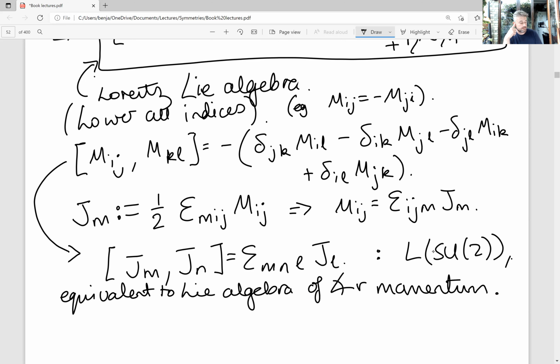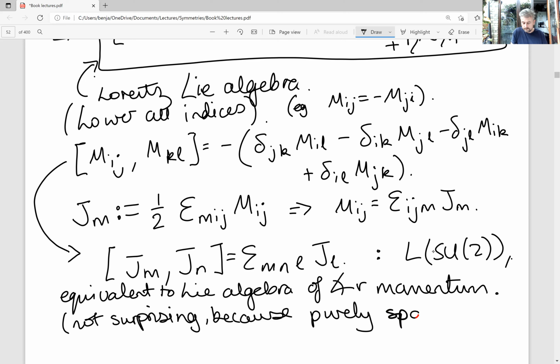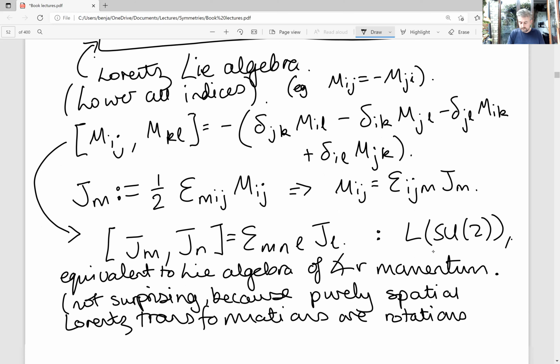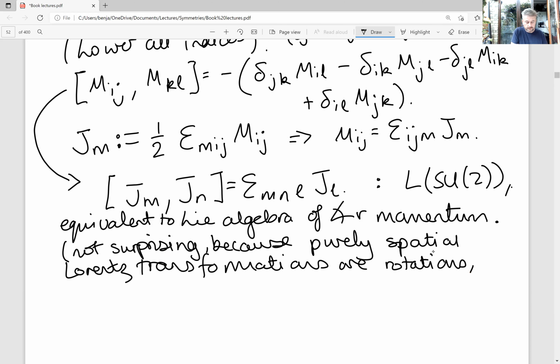So we shouldn't actually be surprised at this, because we already said that purely spatial Lorentz transformations that are connected to the identity are rotations. At least the ones connected to the identity.